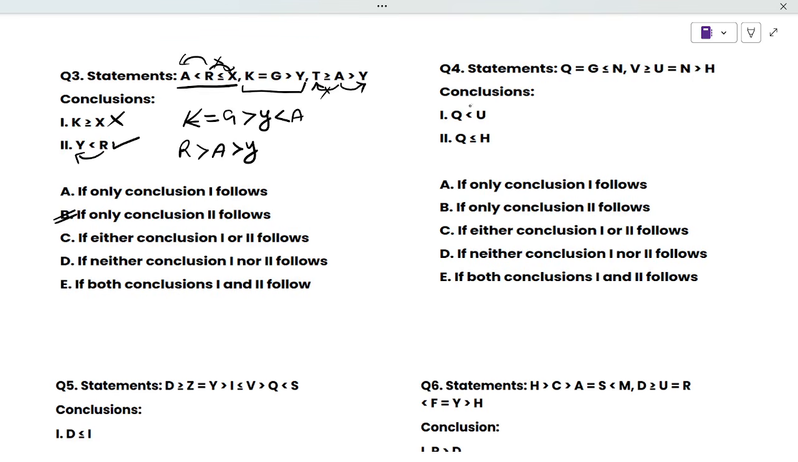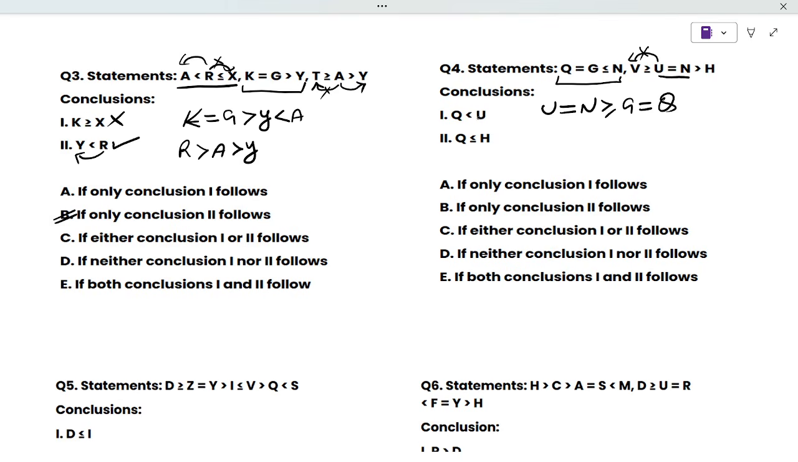Question number 4. Statement is given again. Now conclusion is u is greater than q. U is greater than q. Now u to v we cannot reach, but u to n and h can be reached. So u to n is equal from here. N is what? Greater or equal to g. G is equal to q. So the path exists, u reaches q.